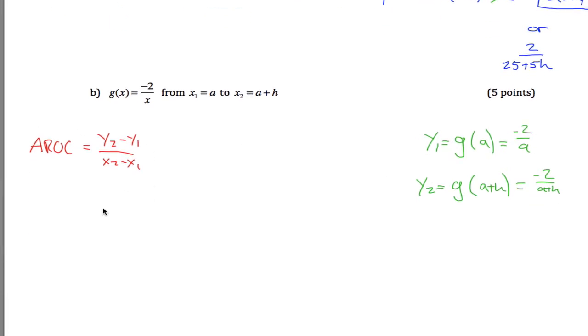So back over here, when I'm trying to figure out the average rate of change, I just plug in all those values. y2, negative 2 over a plus h, minus y1, negative 2 over a, divided by x2, which is a plus h, minus x1, which is a. Now we can clean this up a little bit. Negative 2 over a plus h. Instead of minus and negative, how about we just make that positive? Might make life a little bit easier. A plus h minus a, just h. The two a's cancel out.